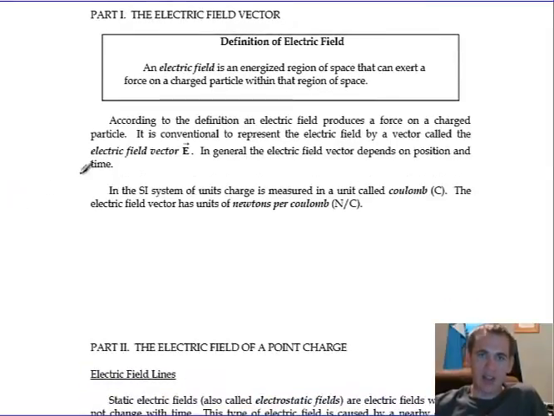Now this goes on to say, hey, it's a vector. It's conventional to represent the electric field by a vector called the electric field vector E. In general, it depends on position and time. Basically, electric fields are going to push on charged particles. They're created by charged particles, and they push on other charged particles. And the amount of push depends on how strong the field is and how big the charged particle is.